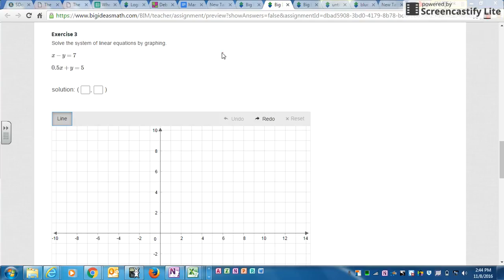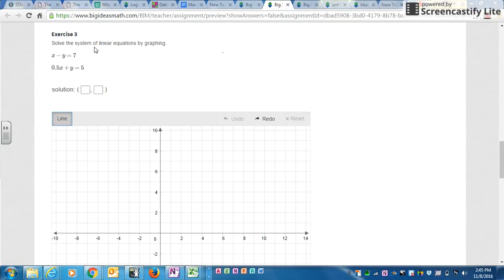Okay, this is still 5.1, exercises 5.1. And this is exercise number 3. I think the name of this one is "use your calculator" or something like that. But I want you to use your calculator, but I also want you to solve as well. You should have a pencil and paper out.